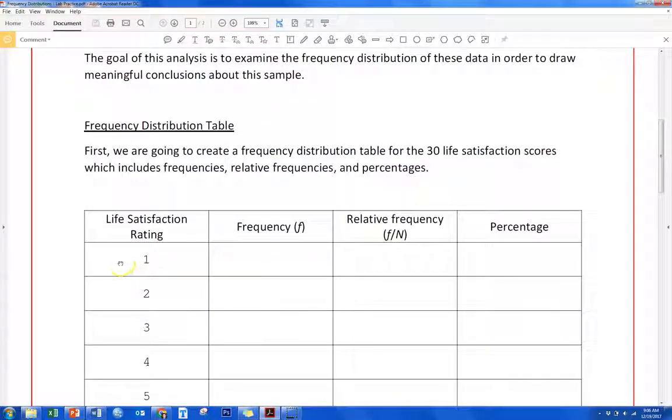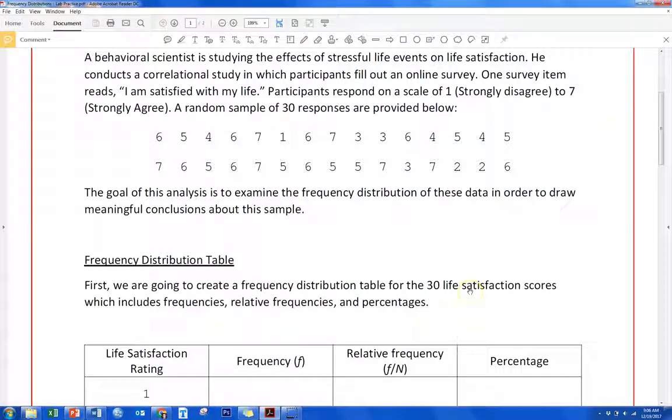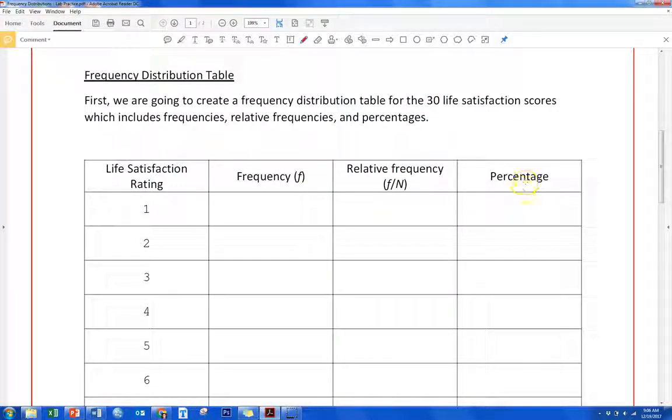So first we want to know how many people answered 1. They strongly disagreed with the statement. So in order to do this, we're going to check off so we do not lose track of all the people who answered each response. So we're looking for all the 1s. Of course here's a 1 right here. So I'm going to check that one off and take a look. And it appears that there is only one 1. So we'll come down here, and in the frequency cell we will put a 1. Okay. Now let's go back.